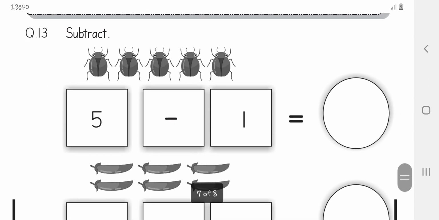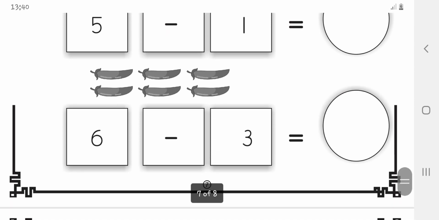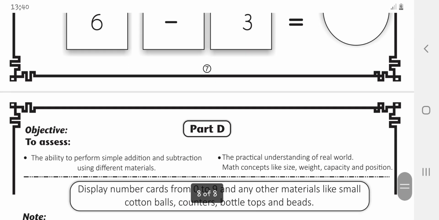Then question number 13 is about subtraction. They have to look at the picture and then subtract. So 1, 2, 3, 4, 5, and they have to minus 1. So maybe they can put a cross or a line, a slanting line against one of the objects and then count again and then write the answer here in the square. I think crossing off the object will be a good idea because it will help them with the subtraction.